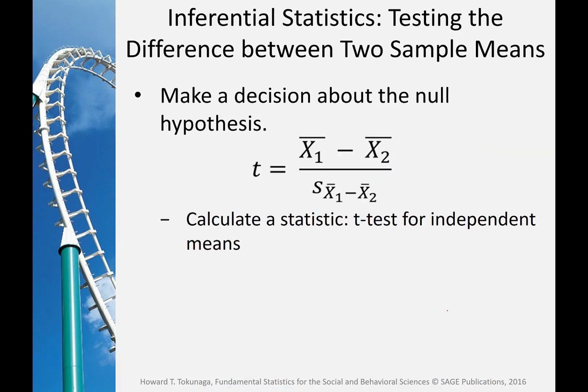So how do we calculate this? We're going to change our t-test a little bit. This is called the t-test for independent means. All right. Take a look at this equation. T equals the sample mean difference divided by the standard error.